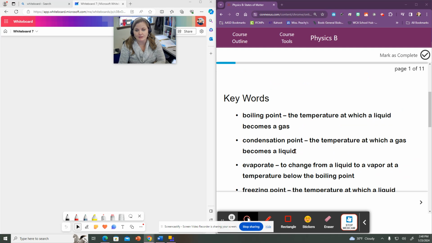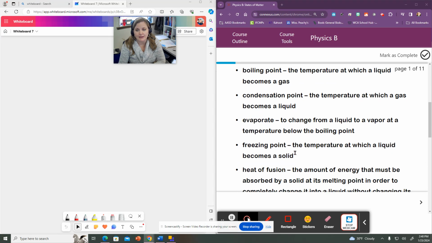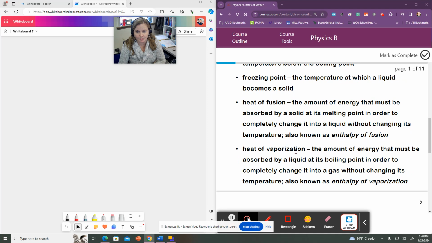We have boiling point, pretty simple. Condensation point, the temperature at which a gas becomes a liquid. Evaporate, freezing point. And then we have heat of fusion and heat of vaporization. And remember that heat refers to energy, thermal energy. So this is the amount of thermal energy that must be absorbed by a solid in order to change it completely into a liquid without changing its temperature.